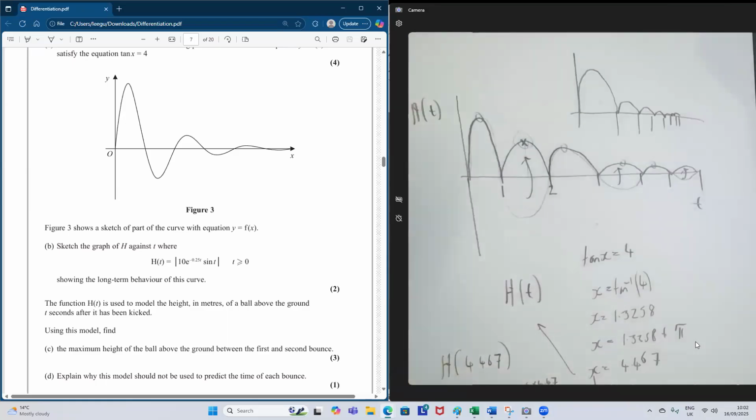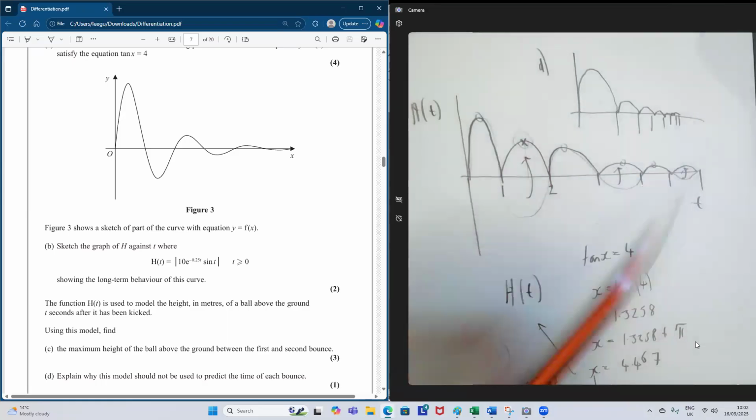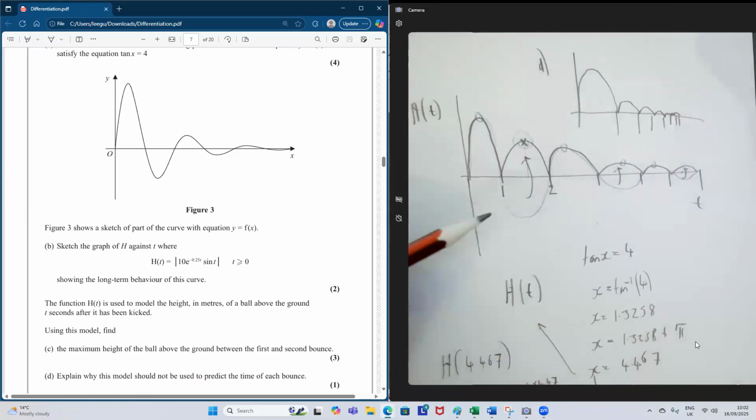So for part D, we would say that in a real world situation, the time between each bounce should reduce. However, the model that we currently have does not reflect that. And that's the end of how you do that question.